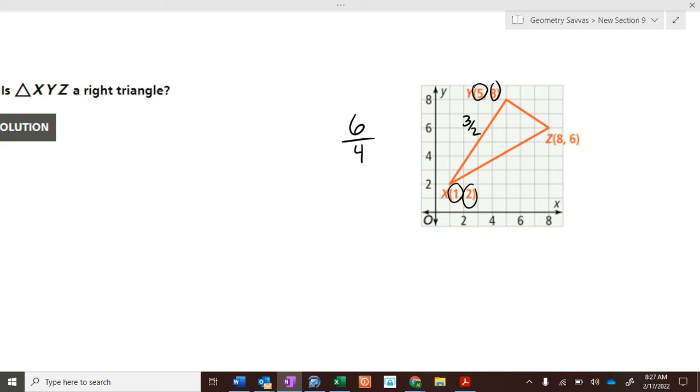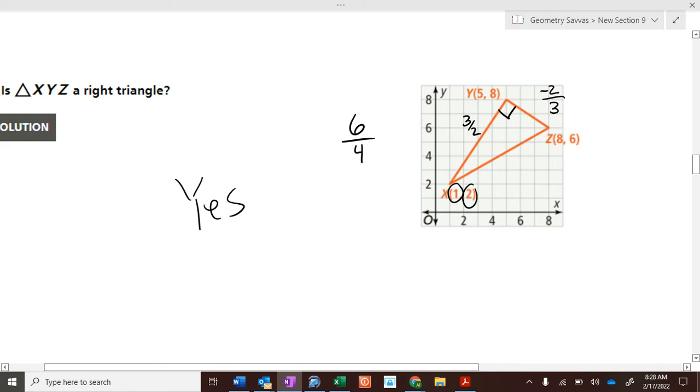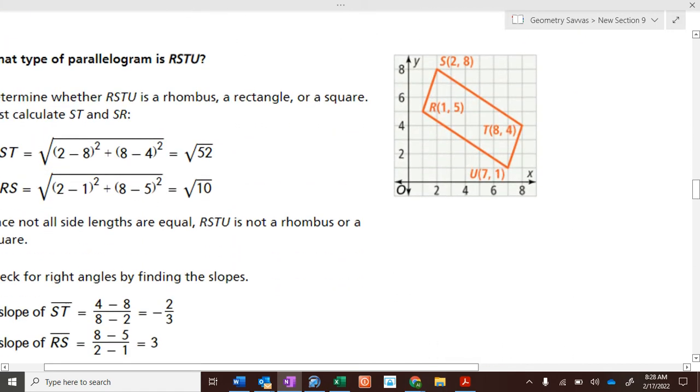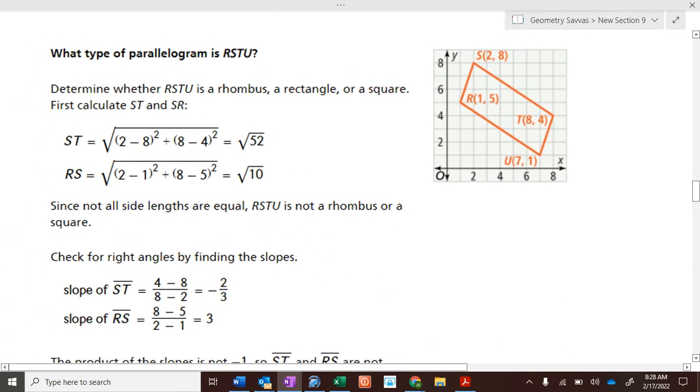Okay, now Y to Z. I go down from 8 to 6, which is -2. I go to the right from 5 to 8, which is 3, so the slope is -2/3. What do we know about 3/2 and -2/3? Opposite reciprocals, which make this perpendicular. So yes, this is a right triangle. That's the types of problems you'll have today, figuring out whether you have perpendicular lines or parallel lines and so on.